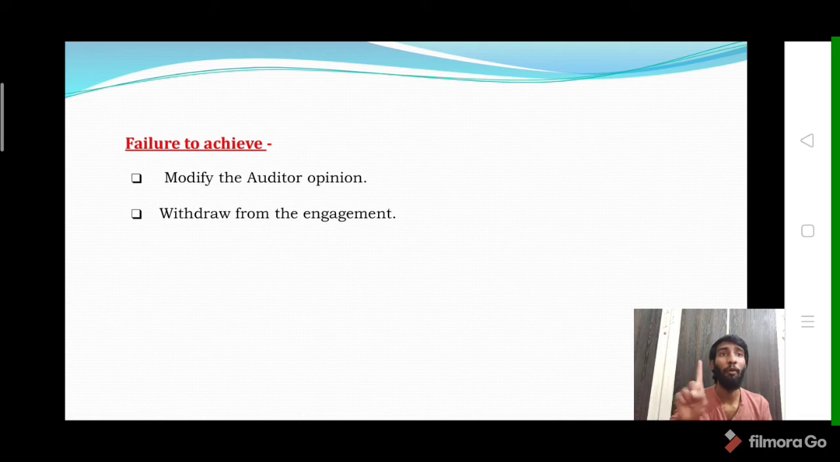You need to modify your opinion, means you need to qualify. What do you mean by modification of opinion? You will discuss that in the SA 700 series. And the next one is withdraw from the engagement. Means as an auditor, you need to withdraw from that engagement. These are the two options that are available to you when you didn't achieve the objective of an auditor.